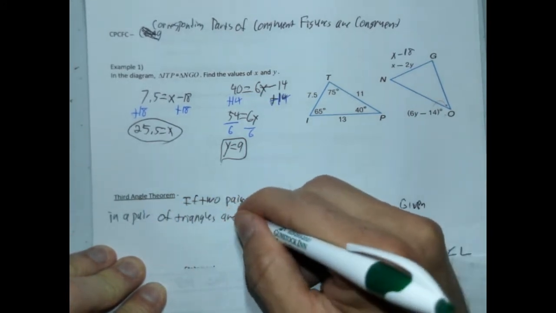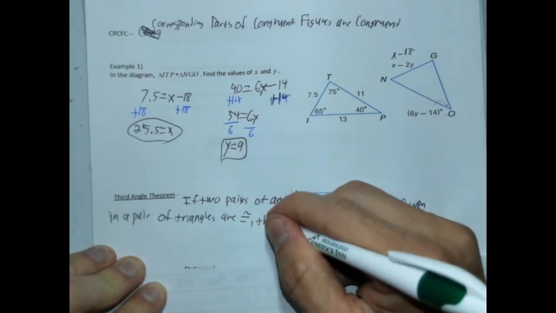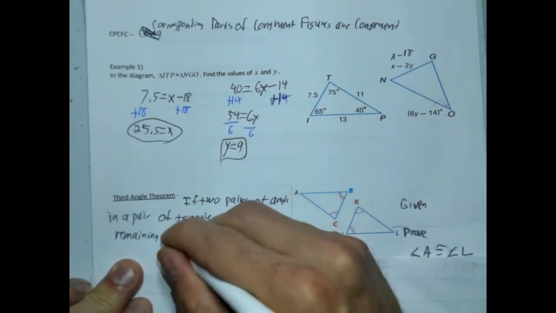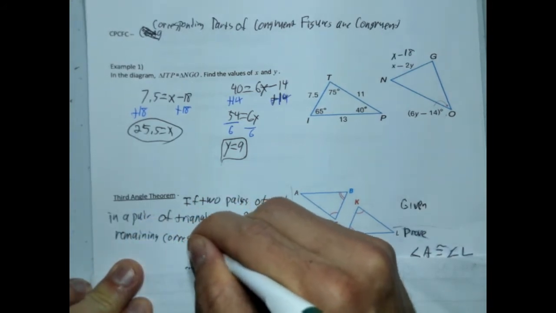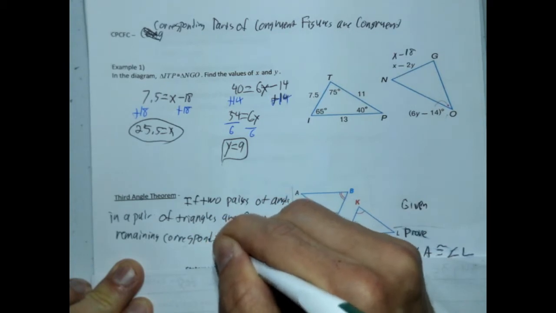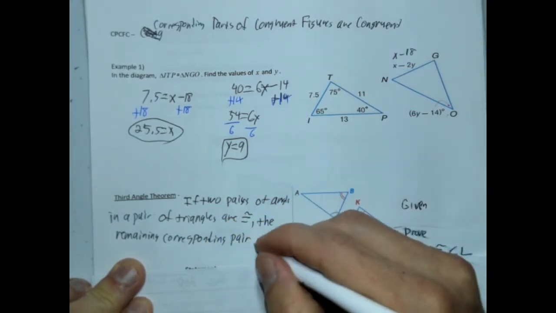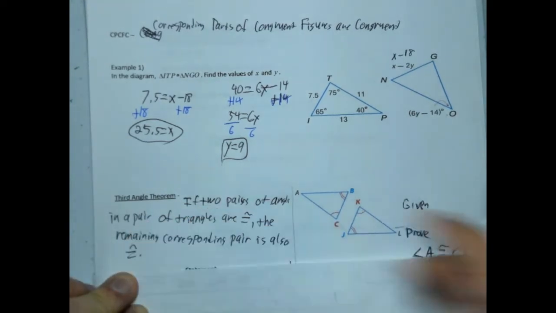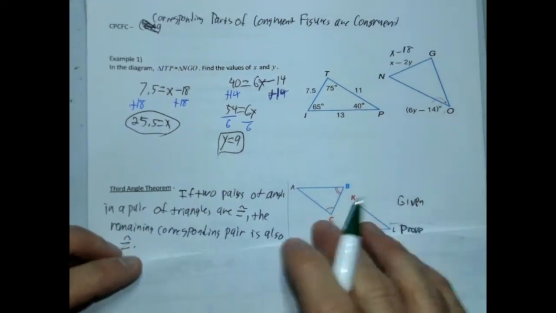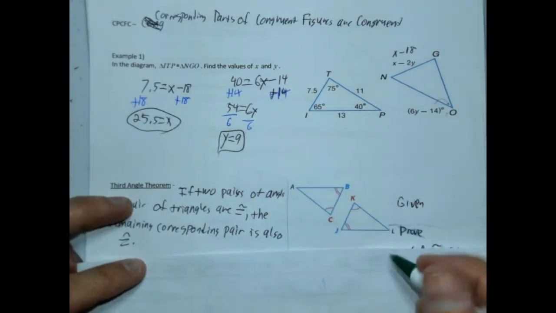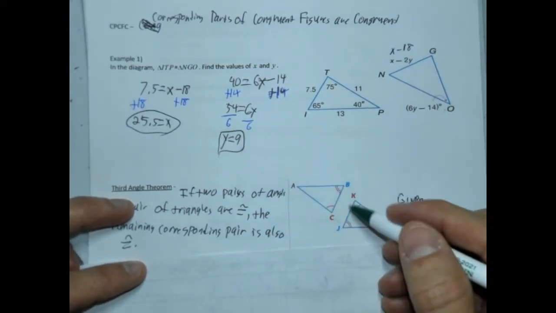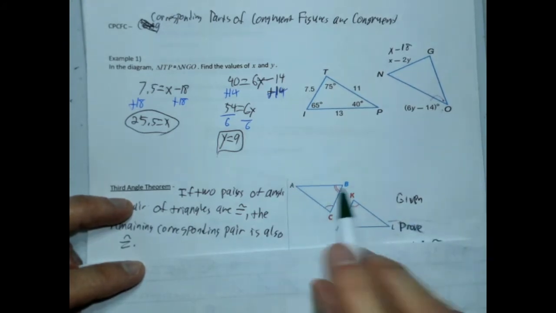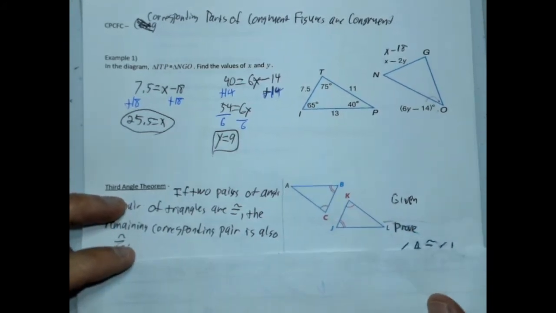are congruent, the remaining corresponding pair is also congruent. So what that means is basically if you have 2 out of 3 angles, like for example here, these 2 angles are congruent, these 2 angles, that means these 2 angles have to be the same, which we'll get to. But we're going to kind of prove it here.